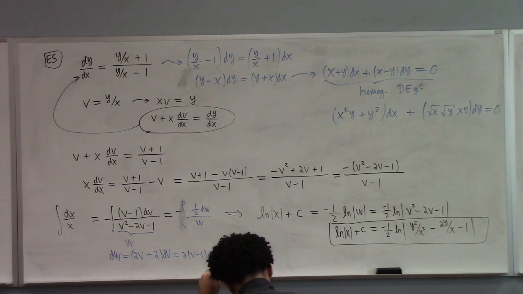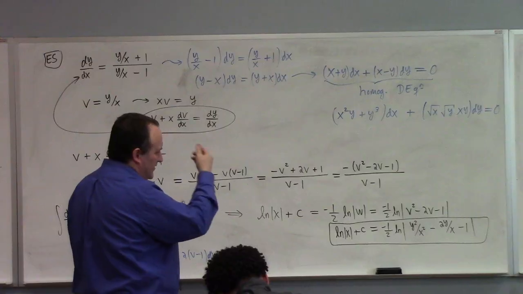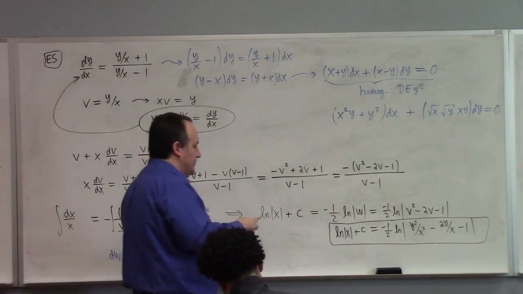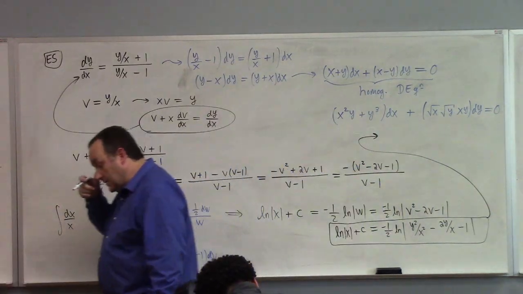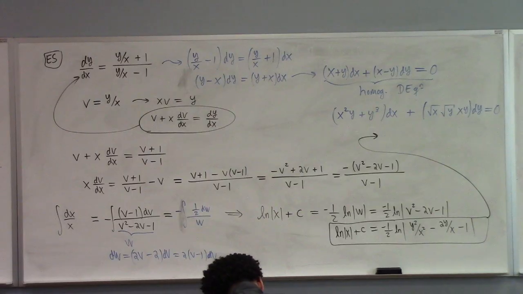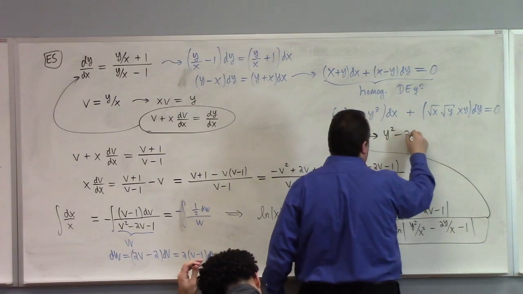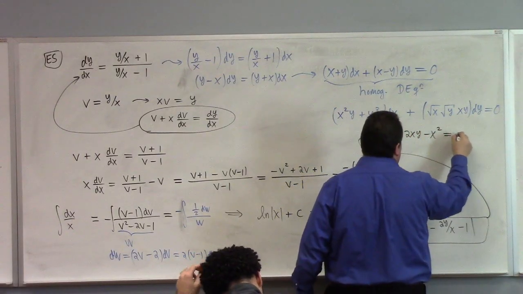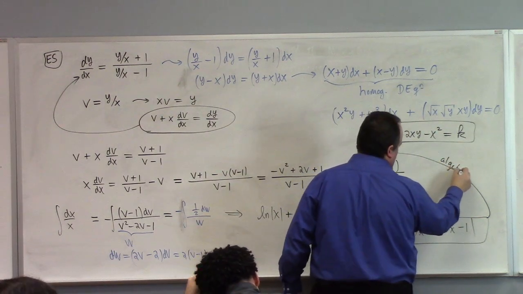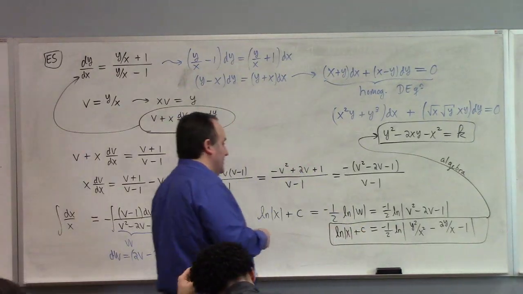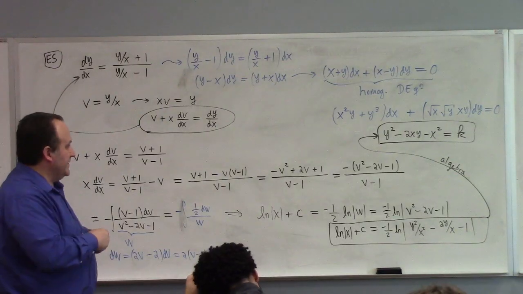I did some extra algebra, and I guess we're almost there. If you exponentiate this equation, after a little bit of algebra, you can get this to y squared minus 2xy minus x squared equals a constant. Basically, exponentiate both sides and then multiply by x squared, I think.